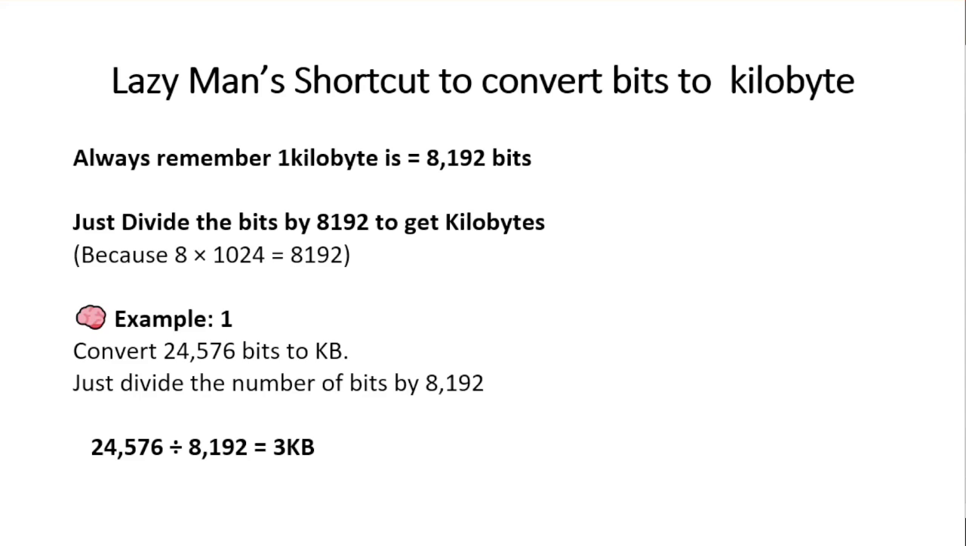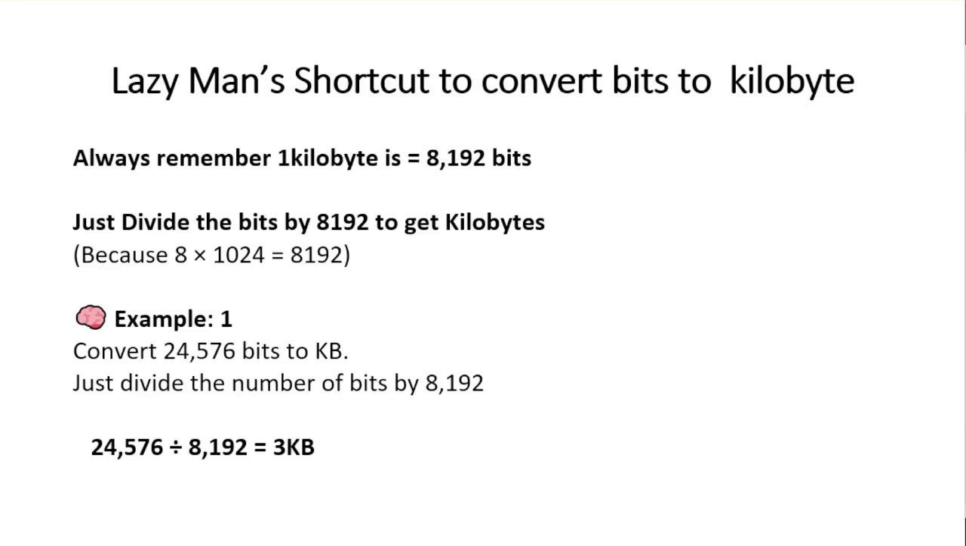So now this is an example here. Convert 24,576 bits to kilobyte. What you just need to do is to divide the number of bits by 8192. So this is what we did here. 24,576 bits divided by 8192 will give you 3 kilobytes.